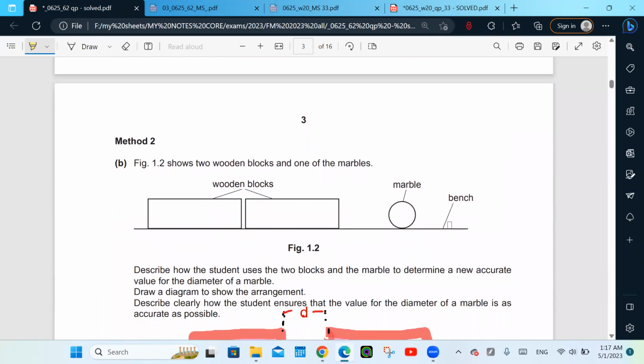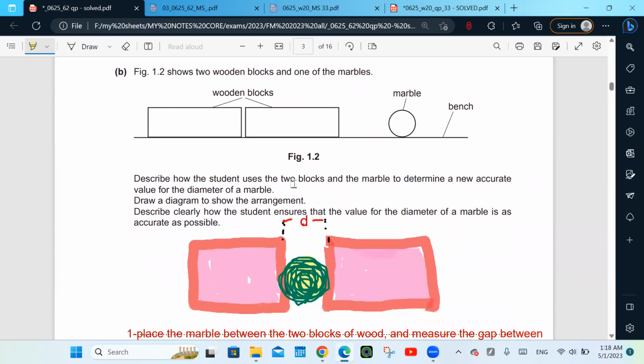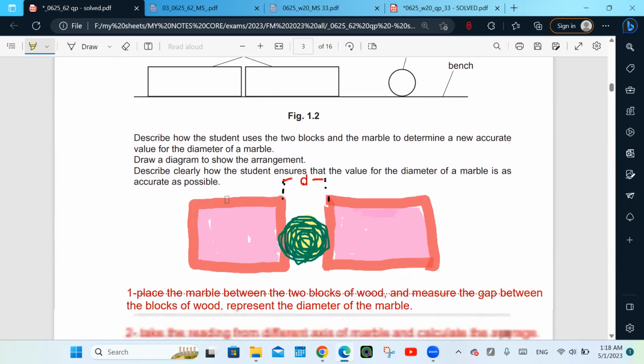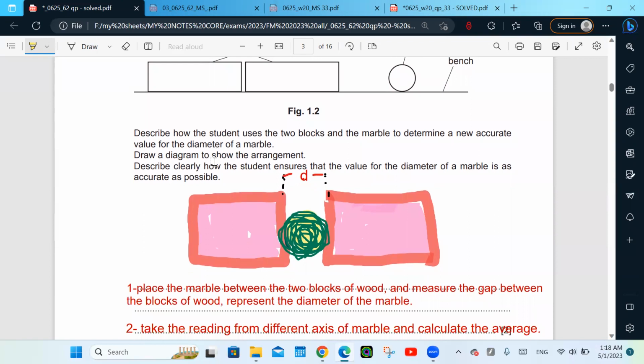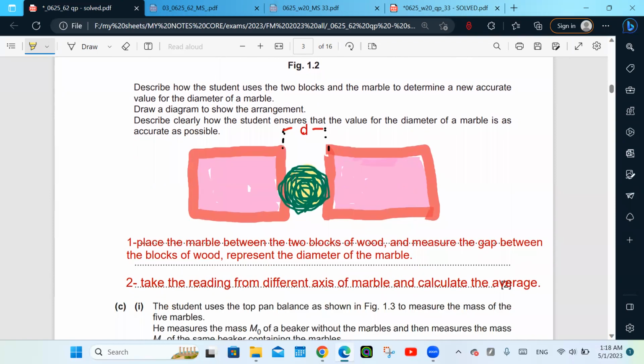Method number 2 is represented in a figure here, and here we have another way to measure the diameter of a marble. As you see, you have two wooden blocks, a marble and a bench. The question says: describe how the student uses two blocks and the marble to determine a new accurate value for the diameter of a marble. Draw a diagram to show the arrangement and describe clearly how the student ensures that the value for the diameter of the marble is as accurate as possible.